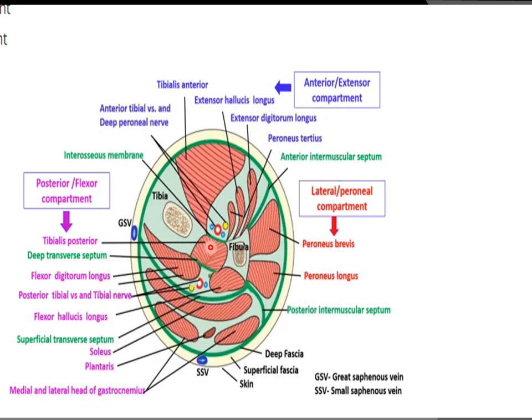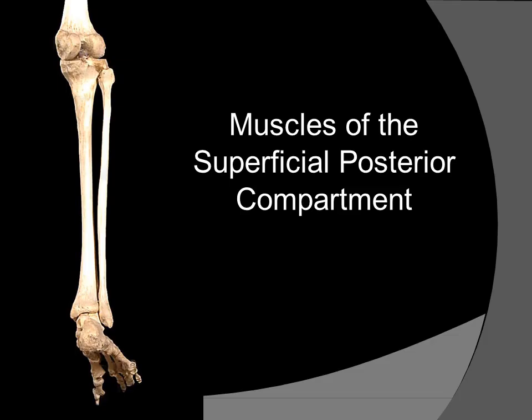I have already told you the contents of the posterior compartment of the leg: we have the superficial and deep groups of muscles, which we discussed in the previous slides. Then arteries, we have the tibial and the peroneal arteries, and the nerve is the tibial nerve. So this is about the subdivisions and the boundaries of the posterior compartment of the leg.